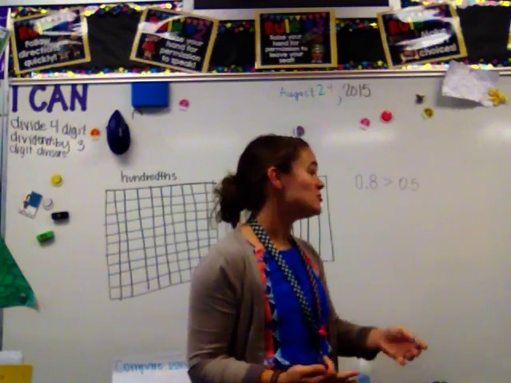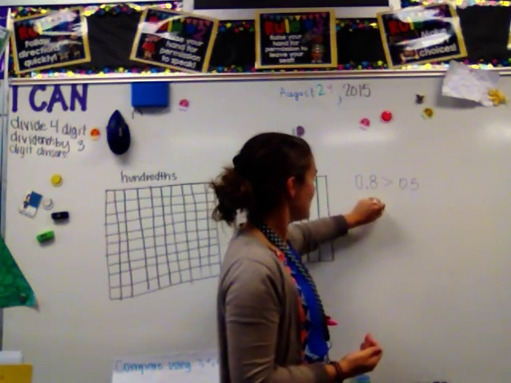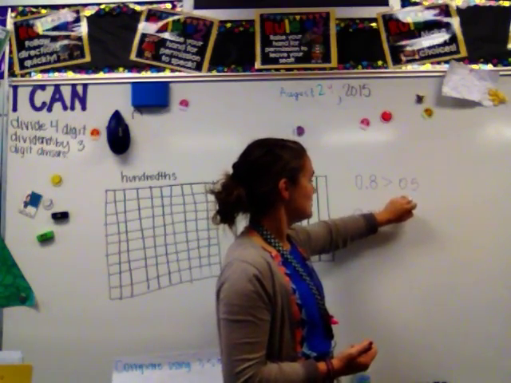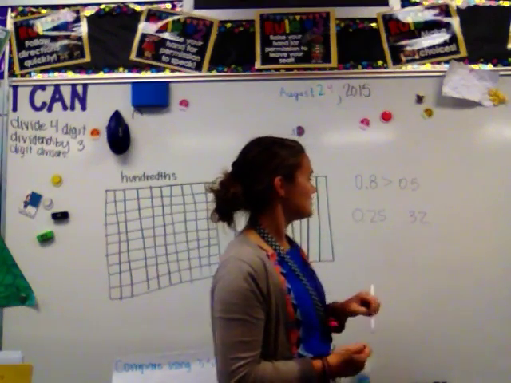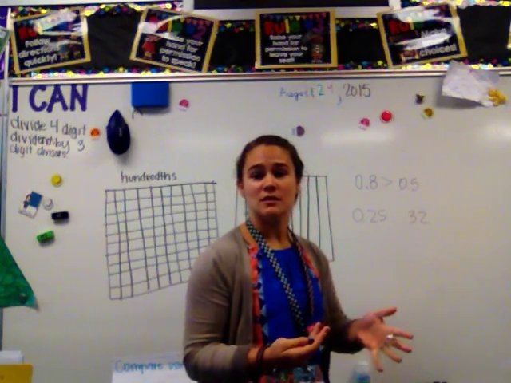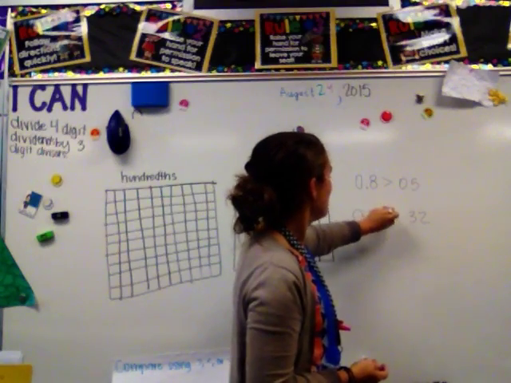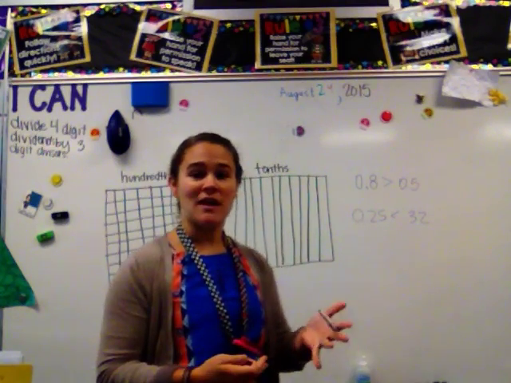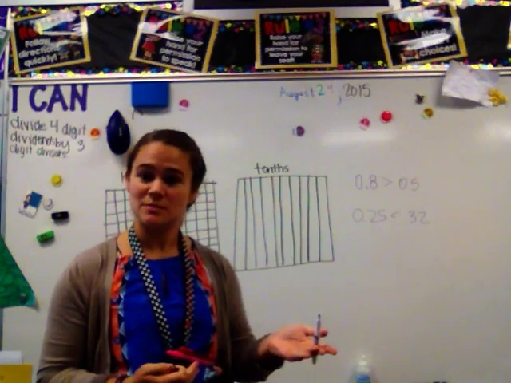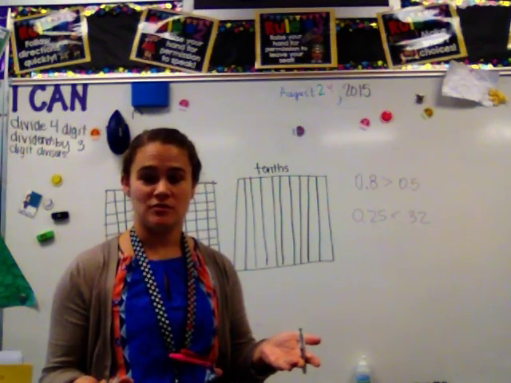Okay, if they're both in the hundredths, if I have 25 hundredths and 32 hundredths, then 32 hundredths is going to be more. Now it gets tricky when we have one number that goes to the tenths place and another that goes to the hundredths place.